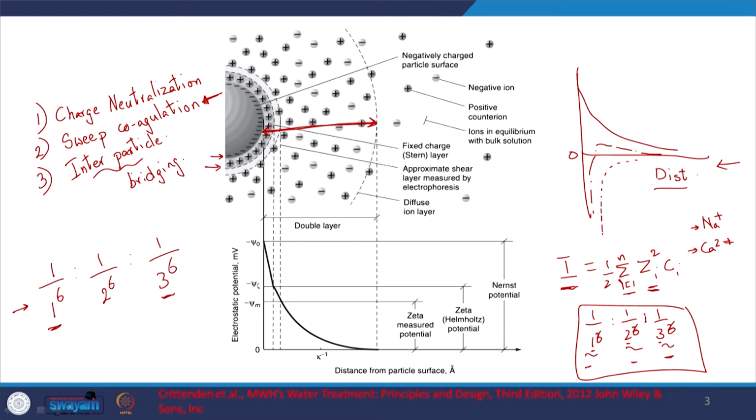So these are the ways you can bring about coagulation or destabilize the system. Interparticle bridging, I think it's self-explanatory. You have a particle here, my polymer or such is adsorbed here, and the other end or the other multiple ends, they can adsorb onto other colloids. So I am going to form a bridge, right.